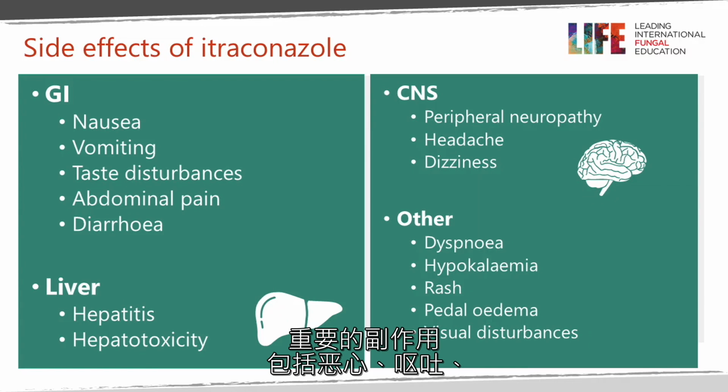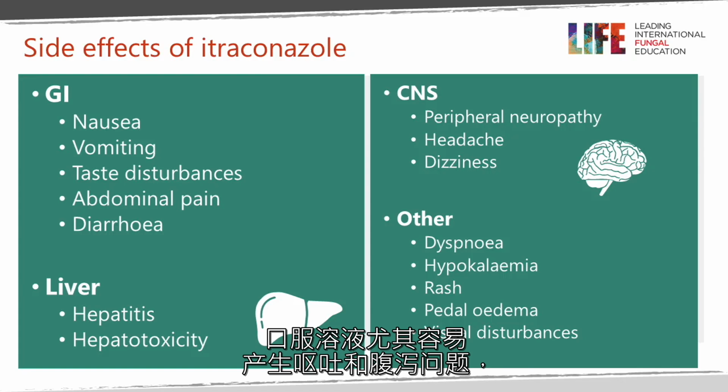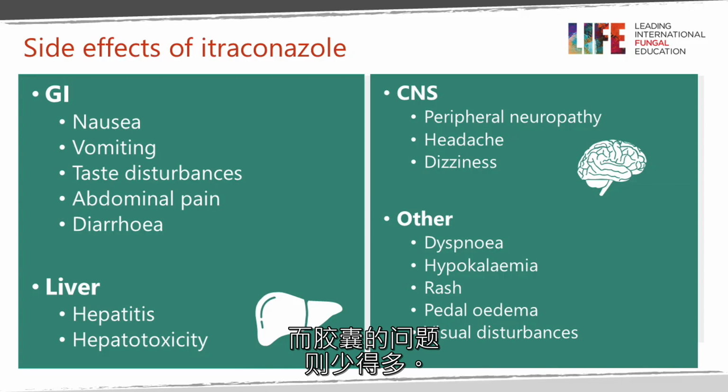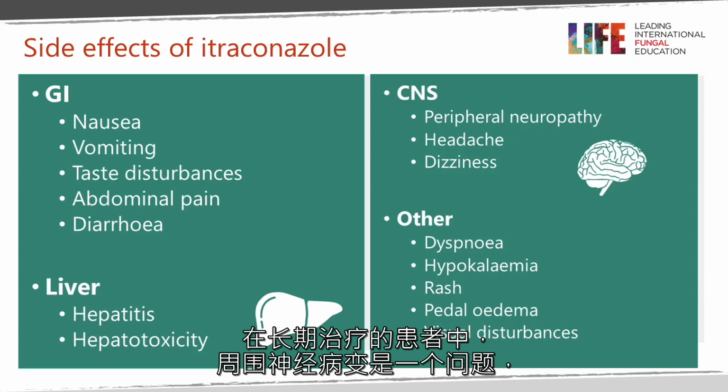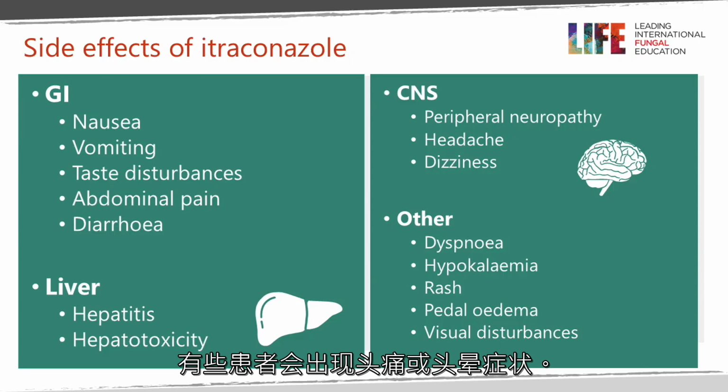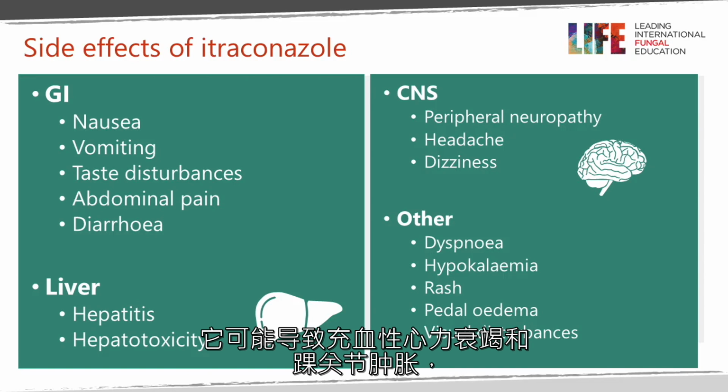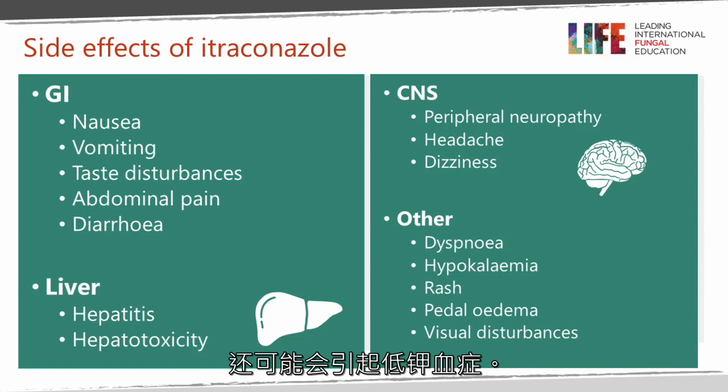The important side effects of itraconazole include nausea, vomiting, taste disturbance, abdominal pain and diarrhea. And the vomiting and diarrhea are particularly a problem with the oral solution and much less of a problem with capsules. It can cause a hepatitis and hepatotoxicity, although this is infrequent. In patients on long-term therapy, peripheral neuropathy is a problem, and some patients get headaches or feel dizzy. It can cause congestive cardiac failure and ankle swelling. It also can cause hypokalemia. Rarely it can cause a rash.